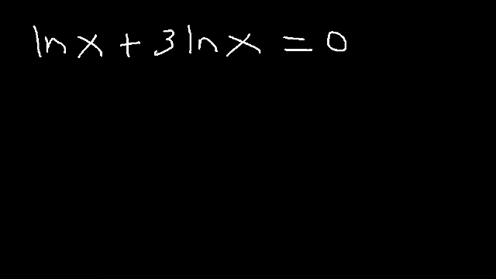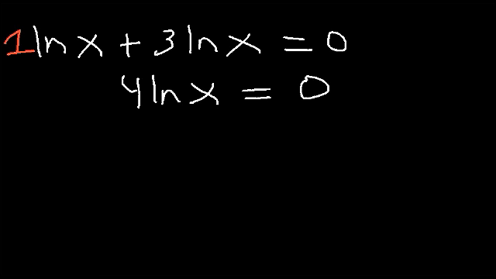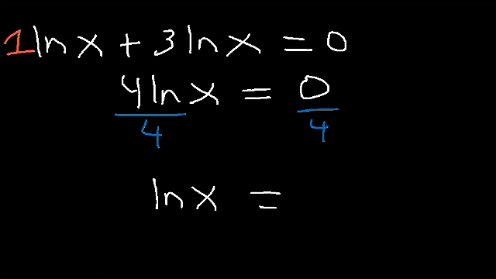Try this one. ln x plus 3 ln x is equal to 0. So if you don't see a coefficient, it's a 1. 1 plus 3 is 4. So 4 ln x is equal to 0. If we divide both sides by 4, 4 divided by 4 is 1. So we simply have ln x on the left side. 0 divided by 4 is 0.